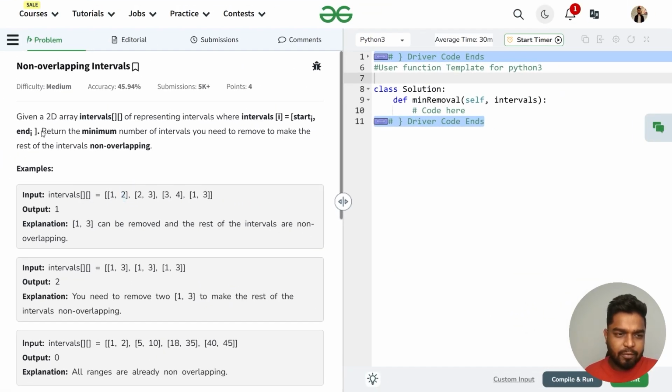Now the question says that we have to return the minimum number of intervals that we need to remove to make the rest of the intervals non-overlapping. So let us understand what we mean by overlap here.